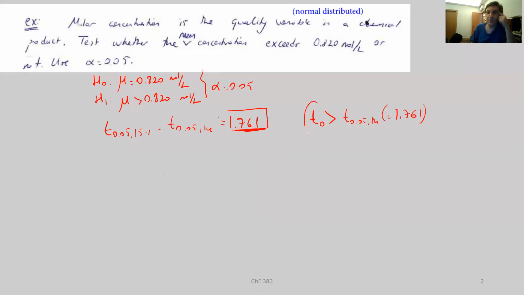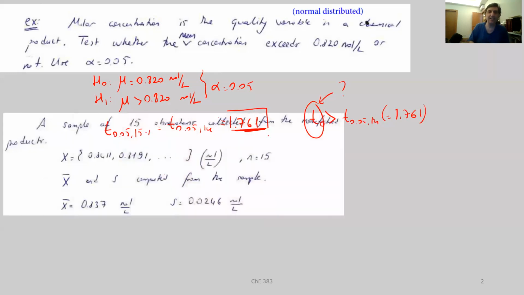Now the question is, what is this value? To obtain the T0 value, we collect a sample of 15 observations. And these are the 15 observations. I have written only two of them, right? Of course, in a real question, all of these values would be given to you, or in a real-life situation, you would be collecting these data by yourself. And then from that data, you are going to determine X bar and S.